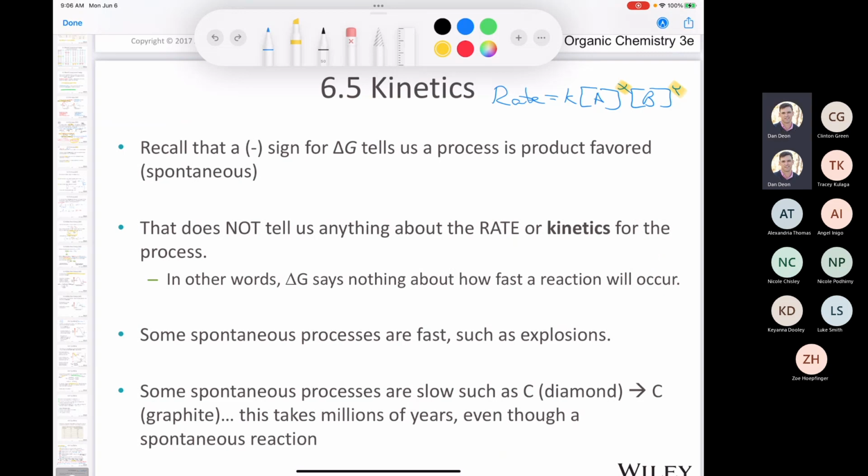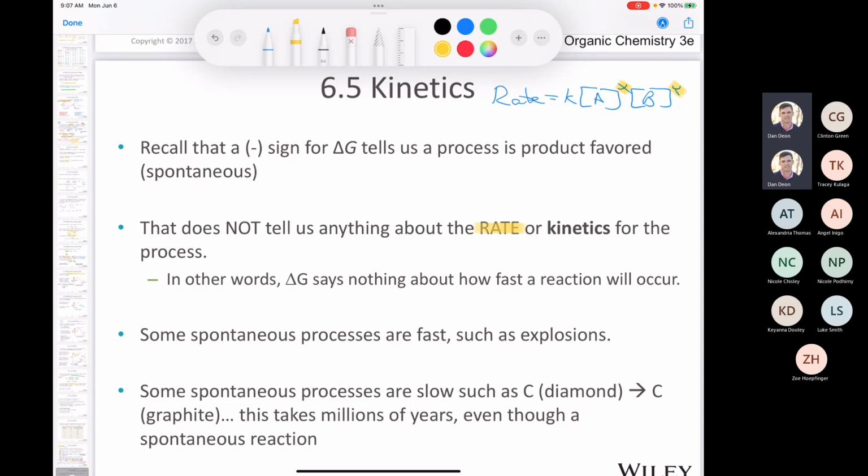So where are we? We said the sign of delta G tells us whether the reaction is spontaneous. If it's negative, it's spontaneous. If it's positive, it's not. Then we said, just because the reaction has a negative delta G, it doesn't tell us whether it's going to happen quickly or slowly. In other words, it doesn't tell us anything about the rate of the reaction whatsoever. And that's what we're talking about when we're talking about kinetics, the rate of reactions.